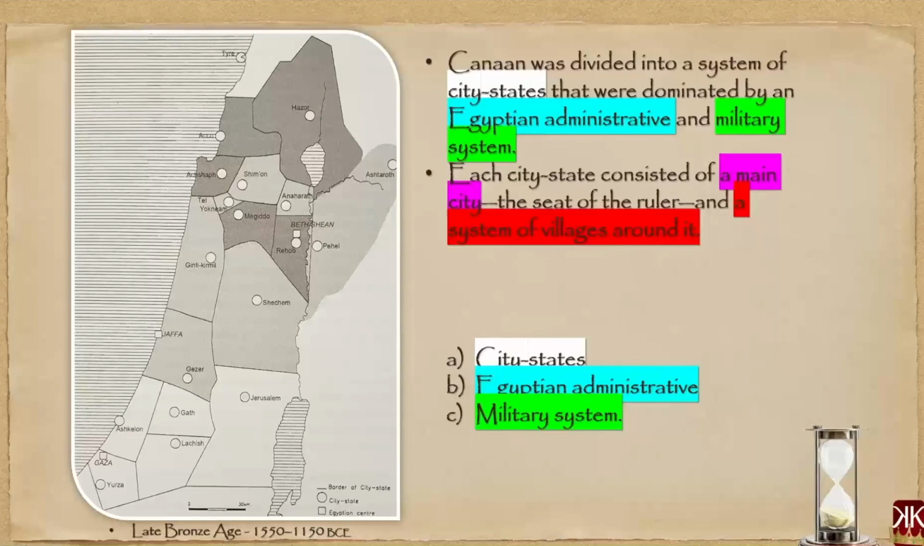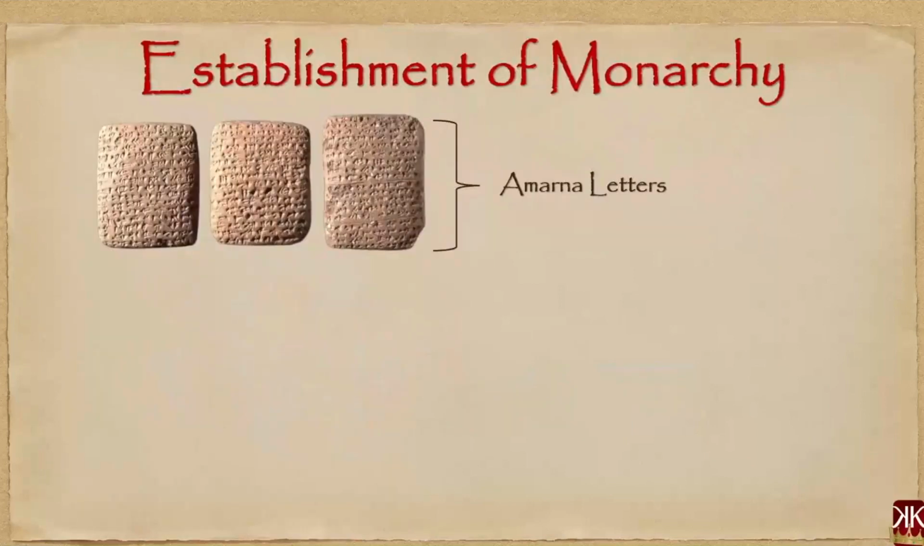How do we know this? What are our sources for such a reconstruction of the layout of Canaan before Israel? The textual evidence that we have is coming from the 14th century BCE. And we're looking at the Amarna letters.